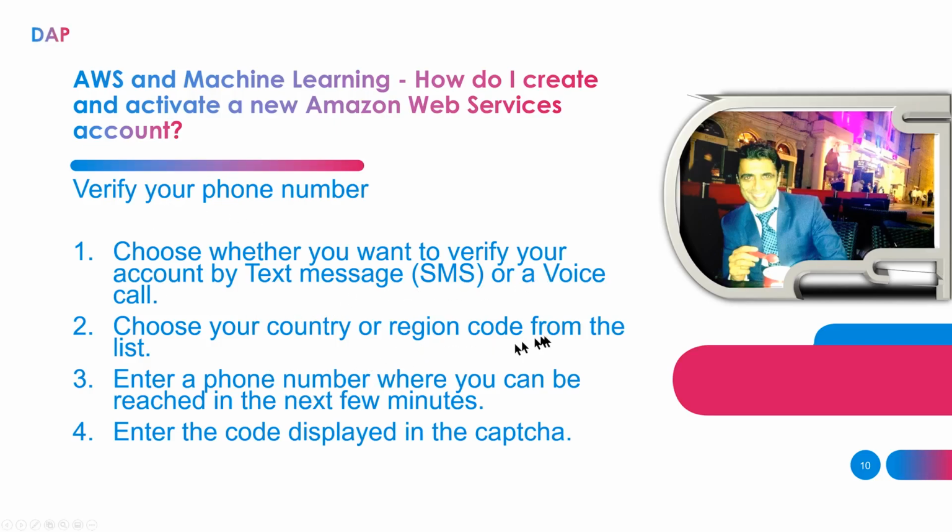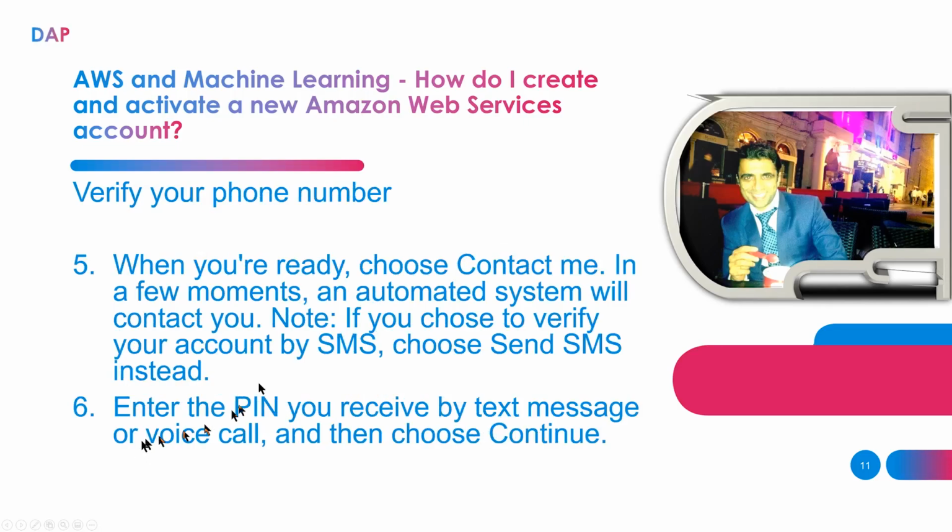Choose your country or region code from the list. Enter a phone number where you can be reached in the next few minutes. As soon as you give the phone number, they will immediately either send you an SMS or give you a call. I received my call within a minute. It might take a few minutes, but just be patient, and be ready to enter the code that they sent to you. Enter the code displayed in the CAPTCHA, and then let's move forward.